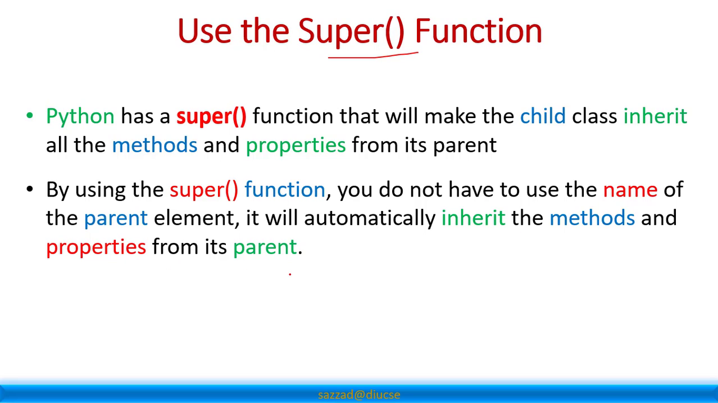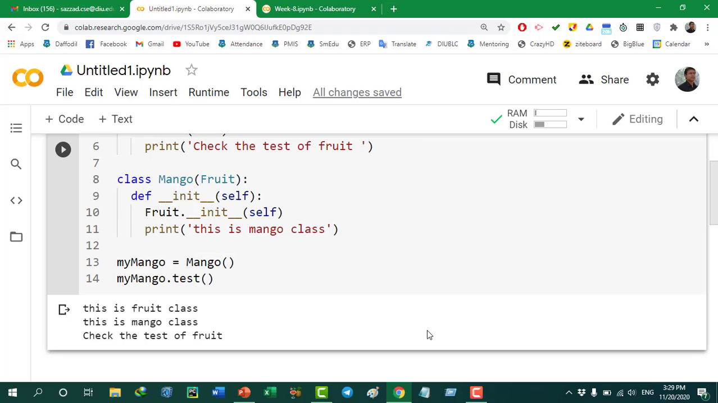So the advantage of the super function is that you don't need to remember which is the parent class and which is the subclass when there are a number of classes in a project. In that case, you just need to call all the properties that exist in the parent class by using the super function. So that is the main advantage of using the super function. So let us see an example.